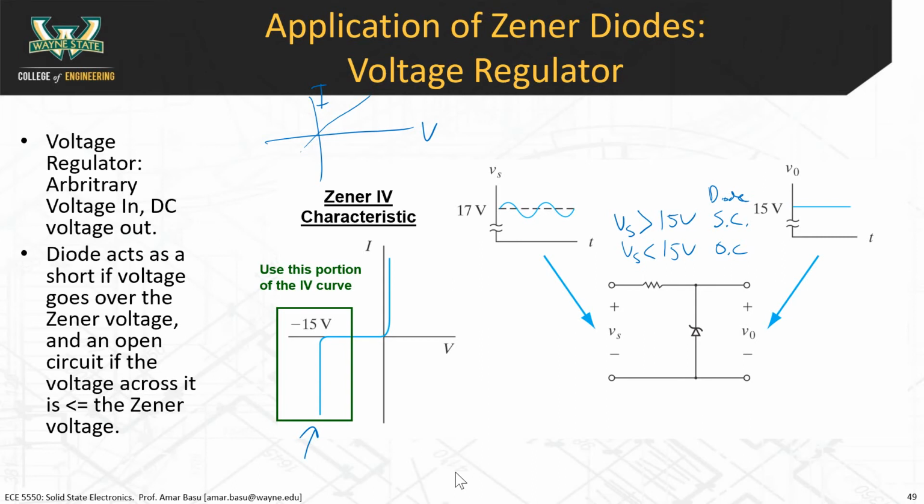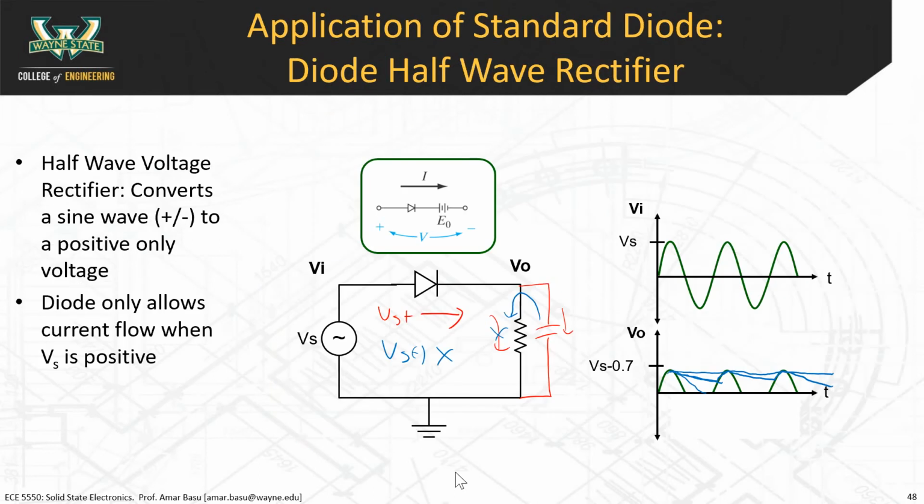Okay, so that's one of the two big applications of diodes. Zener diodes are voltage regulators, and then the standard diode is used in half-wave rectifiers or full-wave rectifiers for converting AC signals into DC signals.